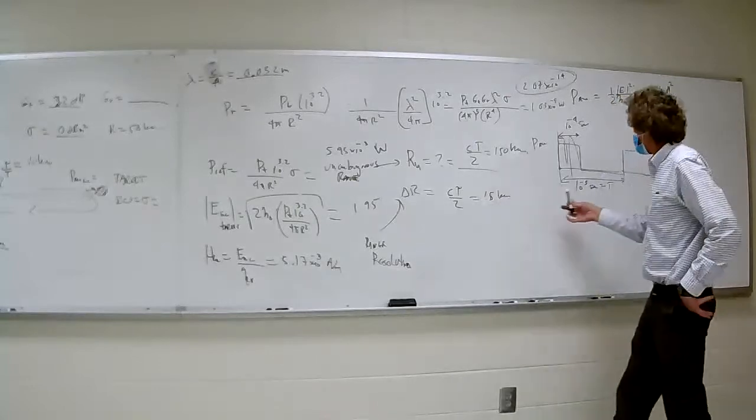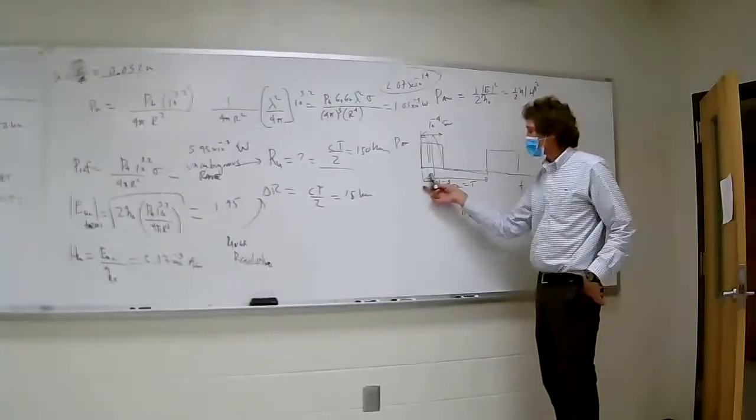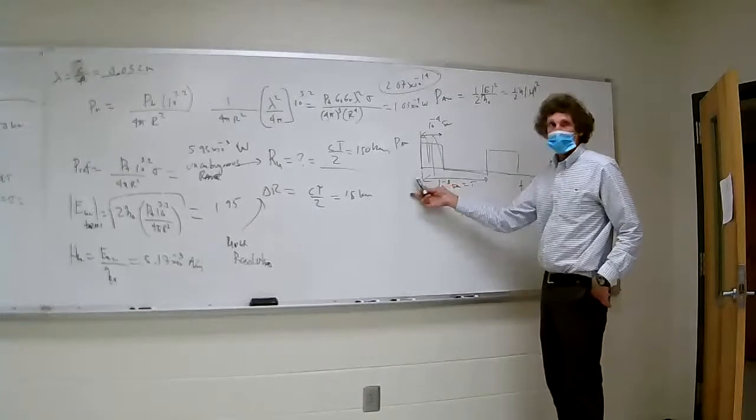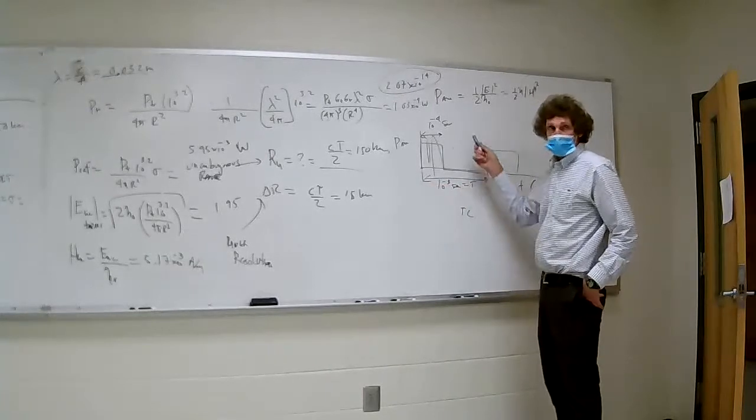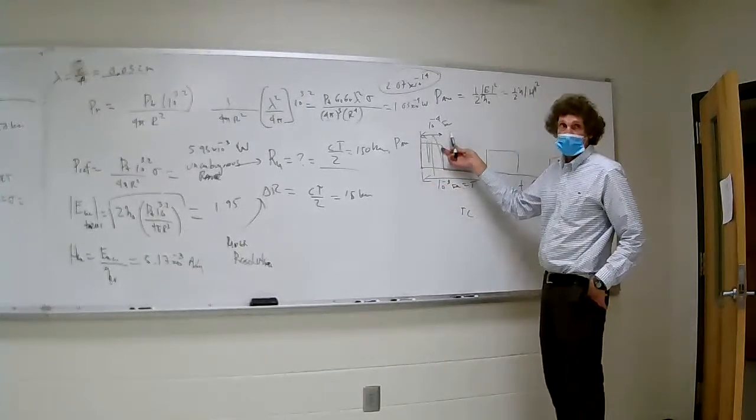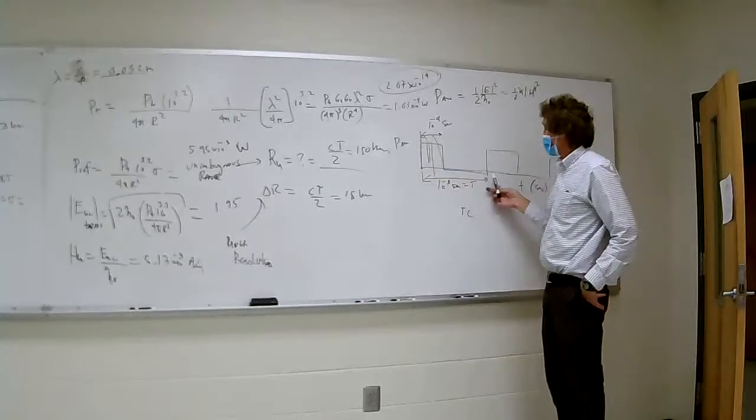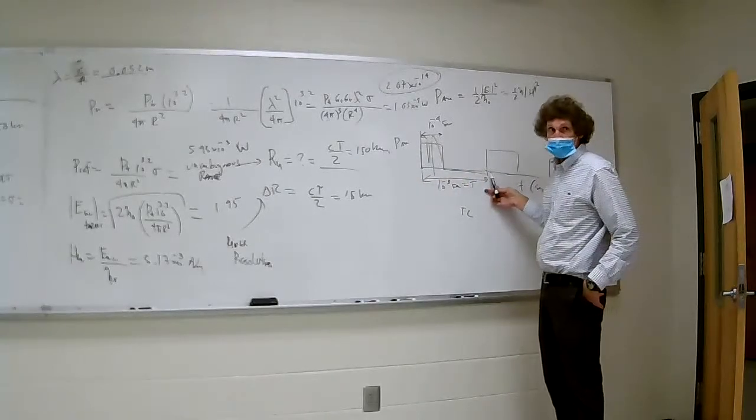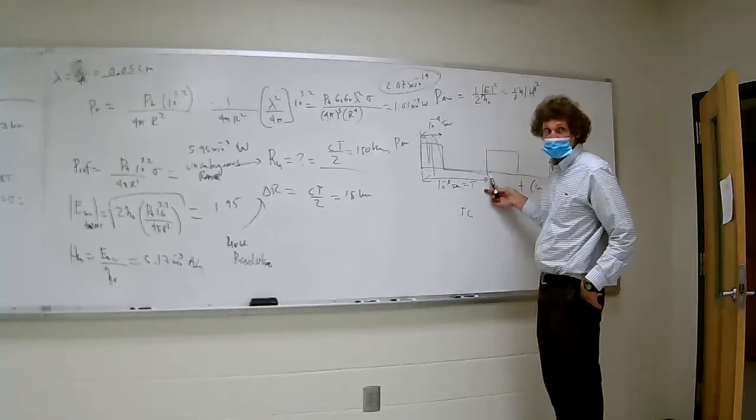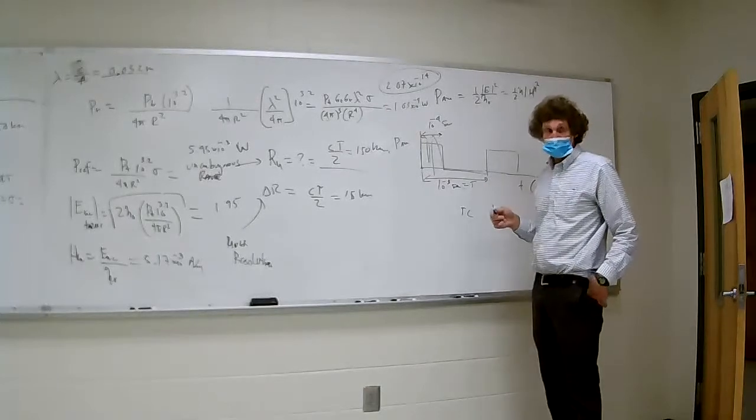Well, remember here, this is on for 10 to the minus 4 seconds. This is 10 to the minus 3, right? So the ratio of the on time, tau, which is 10 to the minus 4, divided by the pulse repetition interval, or T, 10 to the minus 3, is 10 to the minus 1, or 0.1, right?